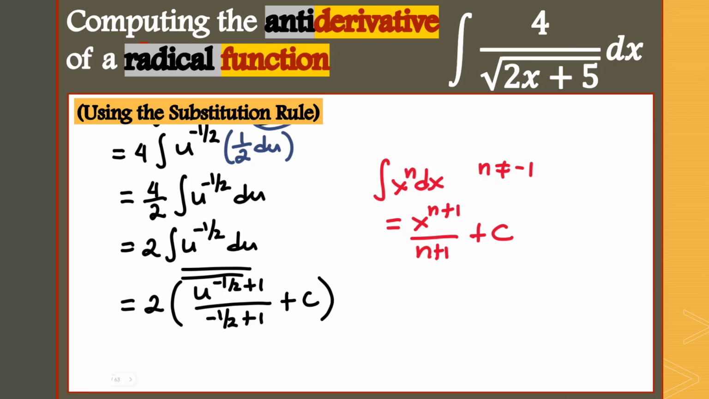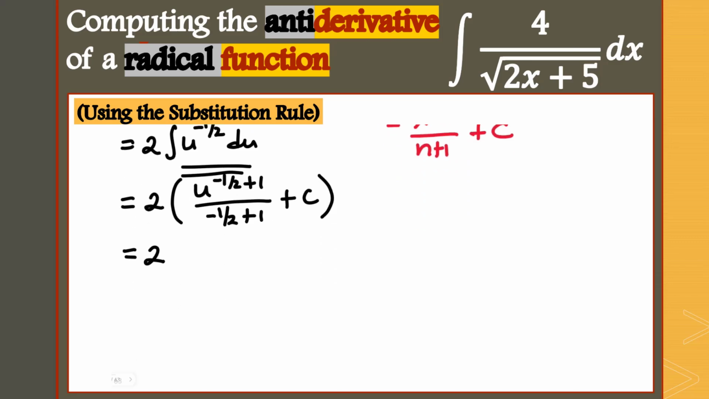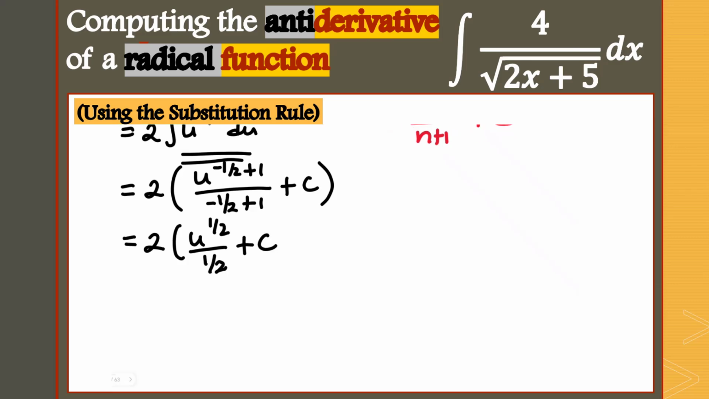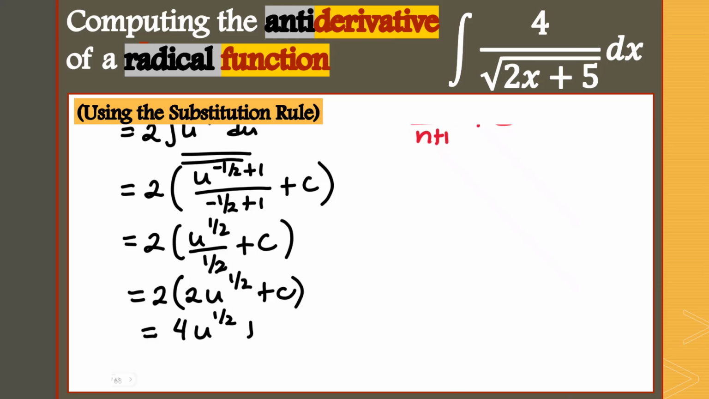Now this time, let's simplify the fractions. You'll have here 2 times u to the power of positive 1/2 over positive 1/2 plus c, which would then be equivalent to 2, reciprocating that, times 2 u to the power of 1/2 and then plus c. Distributing 2, you will get here 2 times 2 is 4, u to the power of 1/2 plus 2c, or just simply c. This is now the result after the substitution rule.